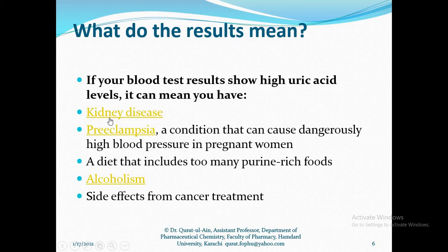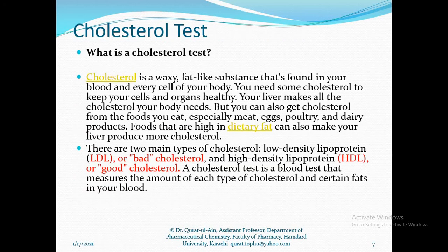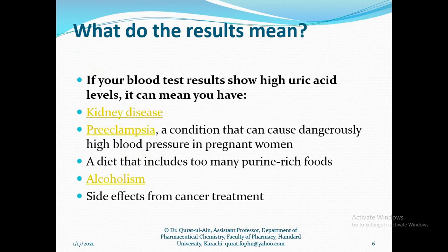indicate that the person has kidney disease, or maybe preeclampsia, which is a disease of high blood pressure in pregnant women. Maybe the person is an alcoholic, or maybe the person is undergoing chemotherapy because he or she has cancer and is having cancer treatment. So this is all about the uric acid test.